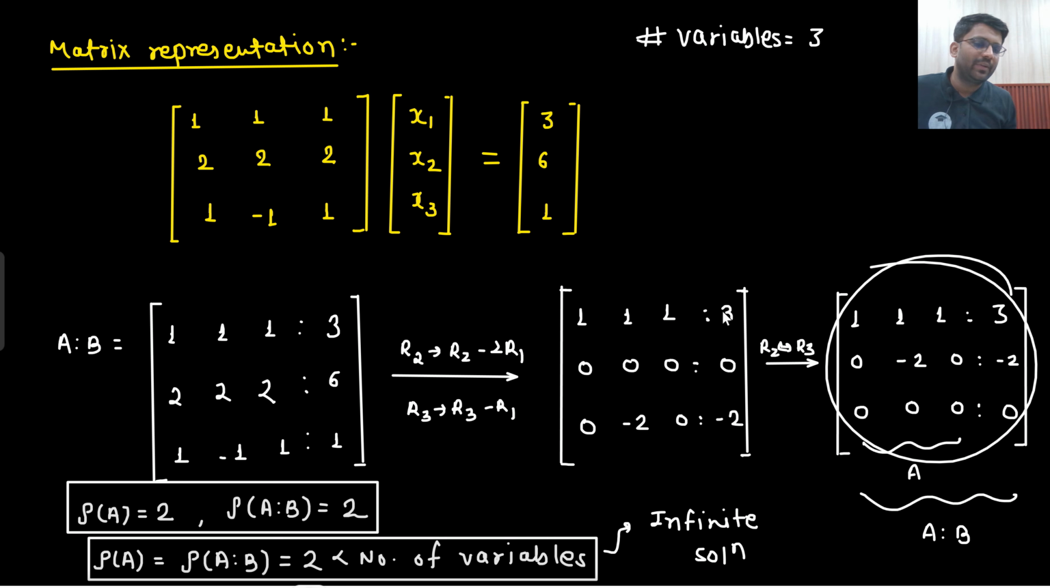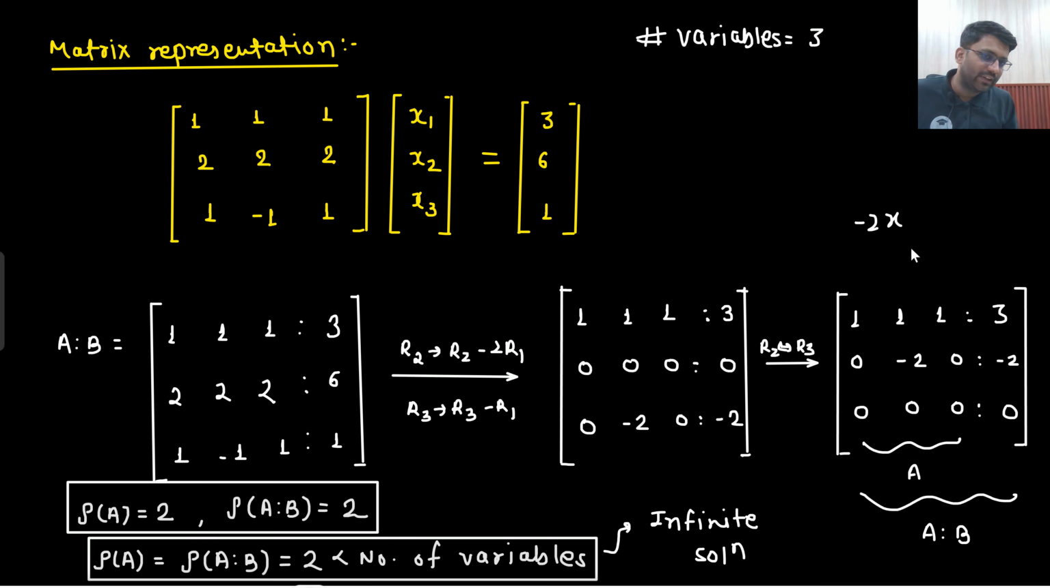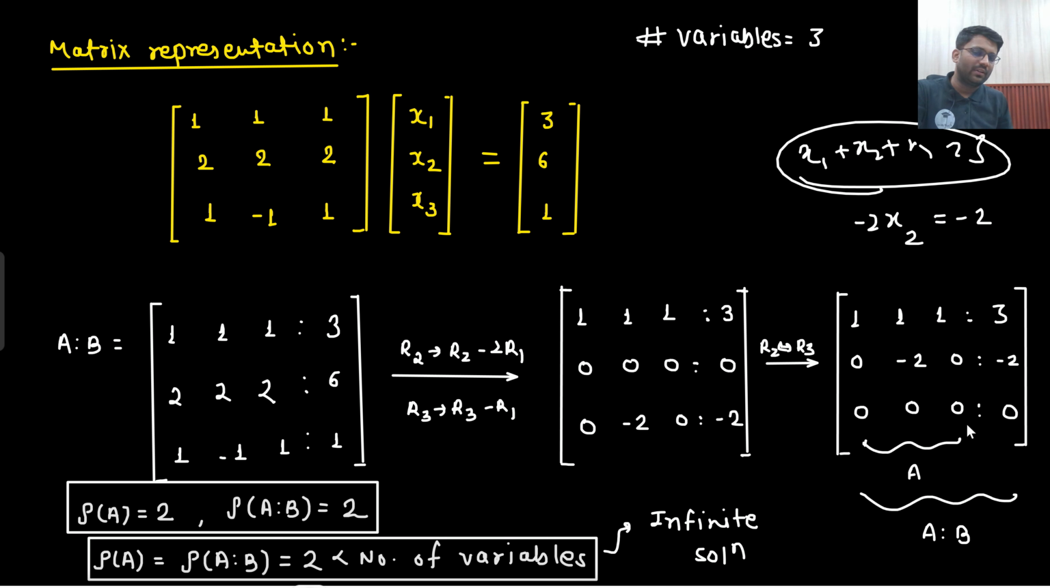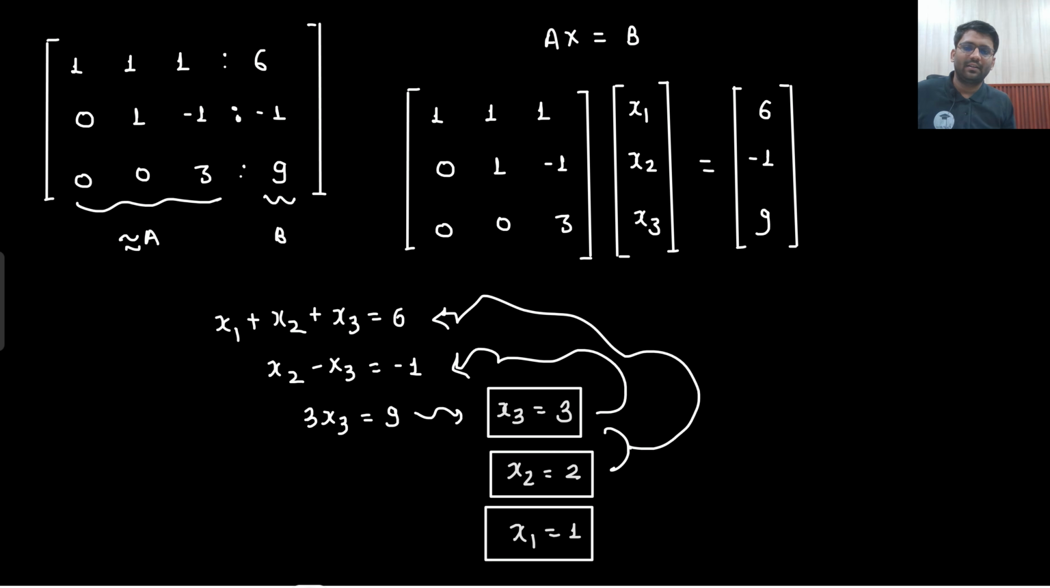Can you get infinite solutions from here? Yes, sir. Can you make the equations? This line will be of x2, that is coming out to be minus 2. This equation I will get from here. I will get the value of x2 equals 1. And then x1 plus x2 plus x3 equals 3. I hope you know what I am talking about. The similar process that we did here: after getting the row echelon form, I took this matrix outward with x1, x2, x3, 6, minus 1, 9, and then wrote down this equation and solved it.